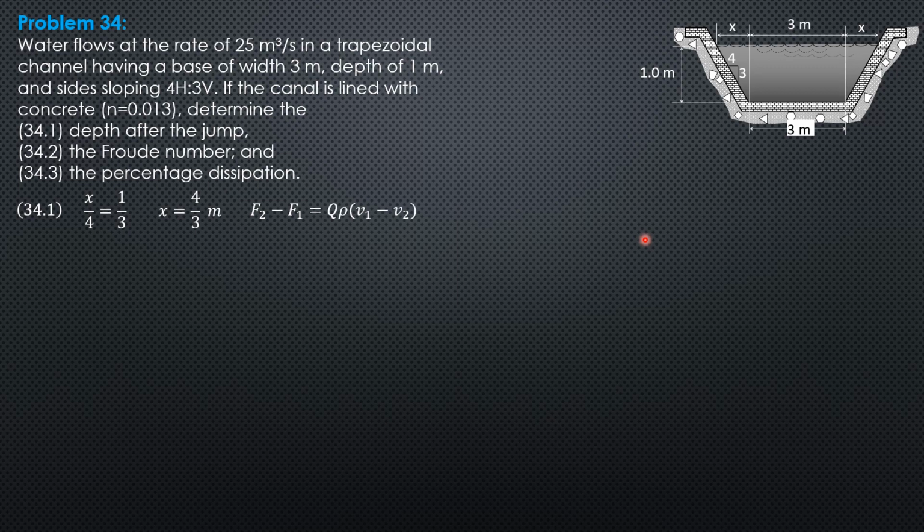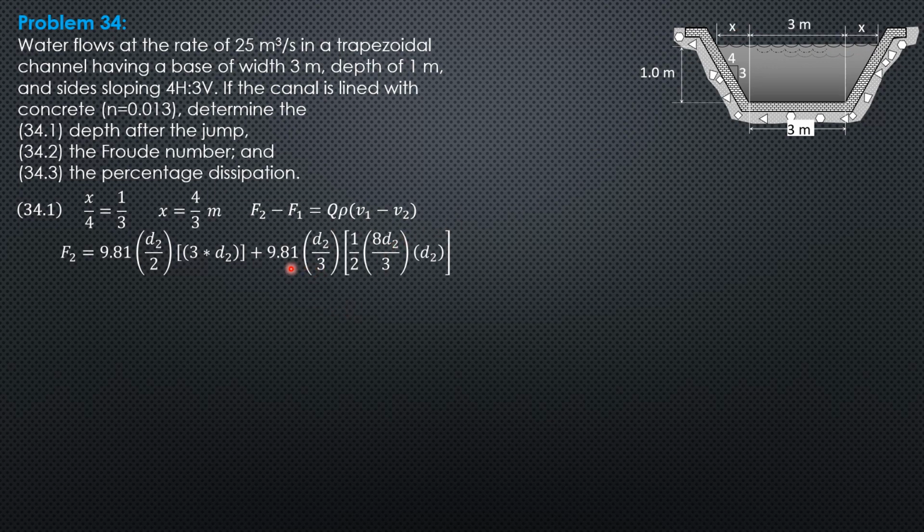And F2 is, so imagine this is depth 2. F2 consists of a rectangle and a triangle combined. So F2 is specific weight. For the rectangle, if this is depth 2, then h-bar is depth 2 over 2. The area is 3 times depth 2. So that's for the rectangular part. For the triangular part, take note that x is 4/3 of depth 2. X is 4/3 of depth 2 plus 4/3 of depth 2, so 2x. Therefore, the base of the triangular part is 8/3 of depth 2.